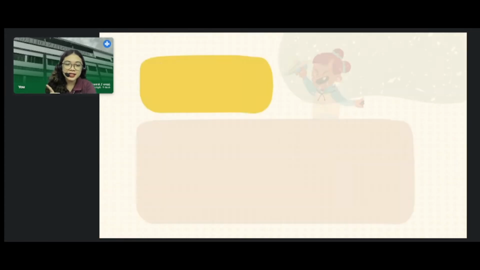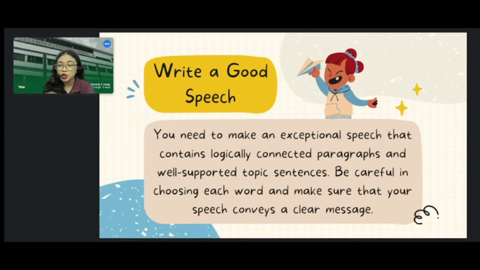Okay, first guideline is write a good speech. You need to make an exceptional speech that contains logically connected paragraphs and well-supported topic sentences. In write a good speech, it means you will follow the principles of speech writing. In the principles of speech writing, you will be able to analyze your audience. You need to choose correct words, and you need to use proper grammar. So also the duration of your speech.